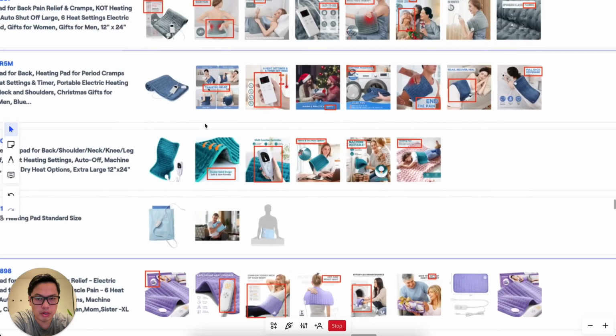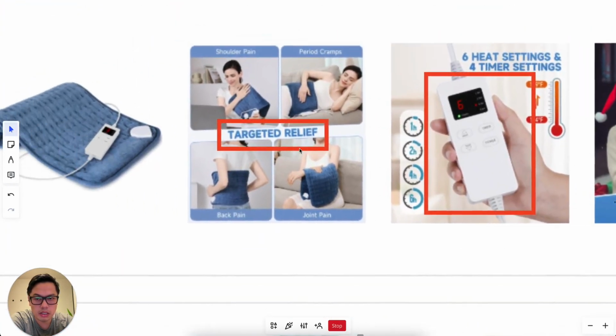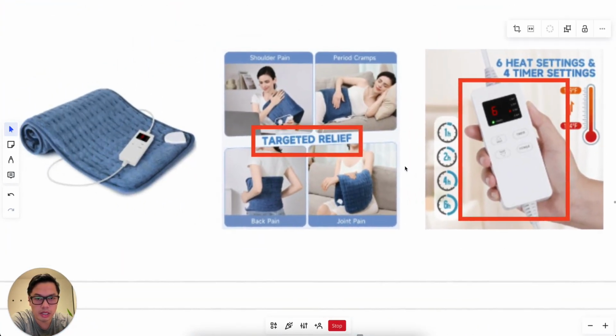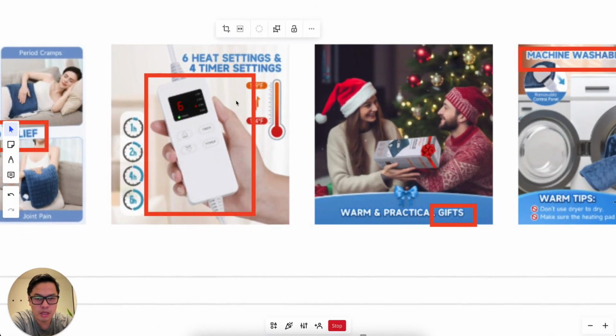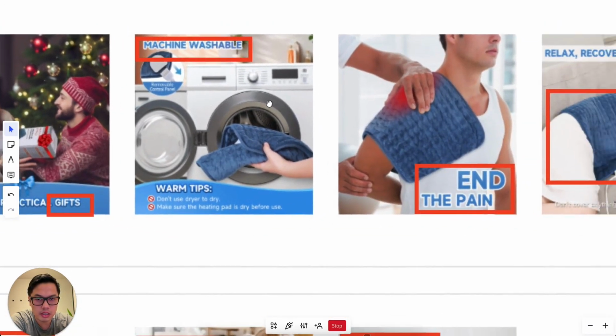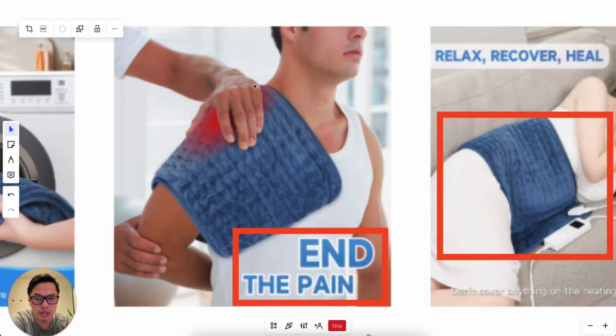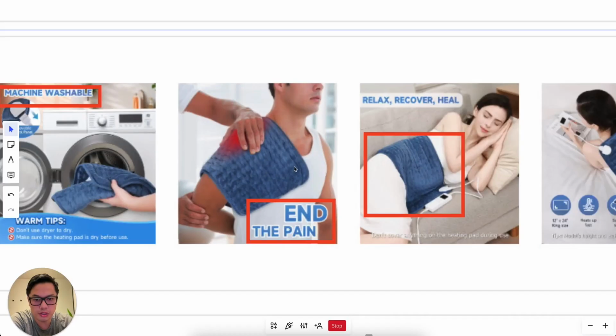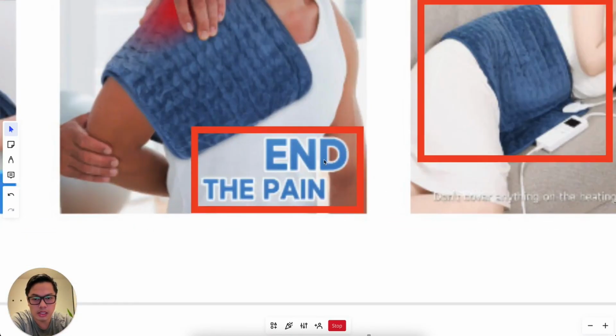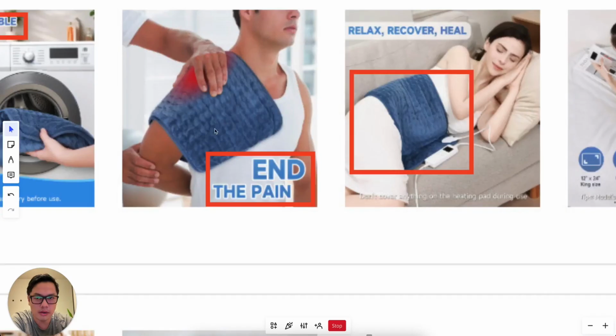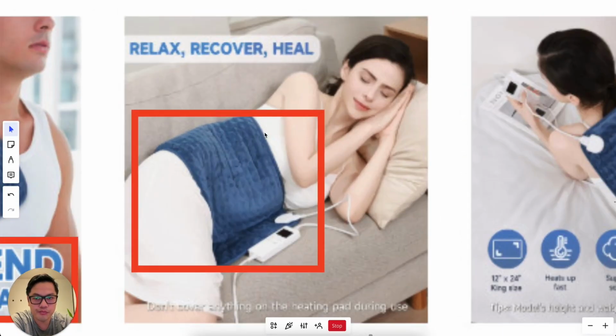I'll do a couple more here because they're starting to repeat stuff a lot. So again, same one. Adjustable, gift, washable, and the pain. This, again, is a really good one where it really shows this person in discomfort. The red elements really showing the pain in the shoulders. And it's a call out for the dream outcome, ending the pain. So it has really a ton of focus on pain relief, and I think that's really, really important here.